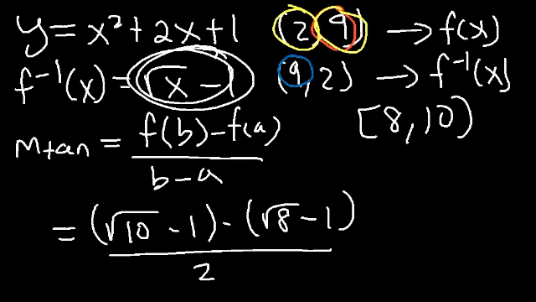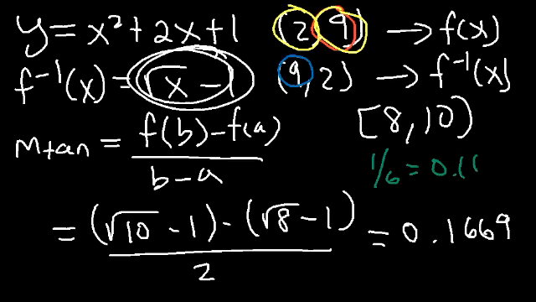If you type this in, you should get 0.1669, which is close to our answer, 1 over 6. 1 over 6 is 0.16 repeated. It's like 0.166666, and you can round it to 7 if you want.